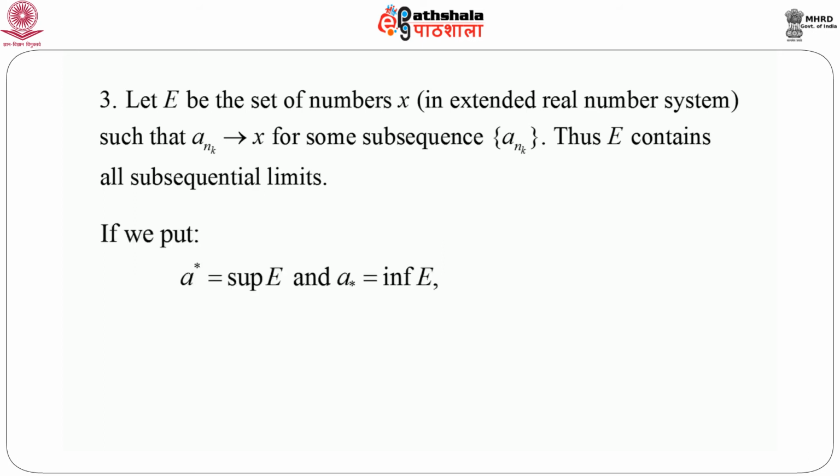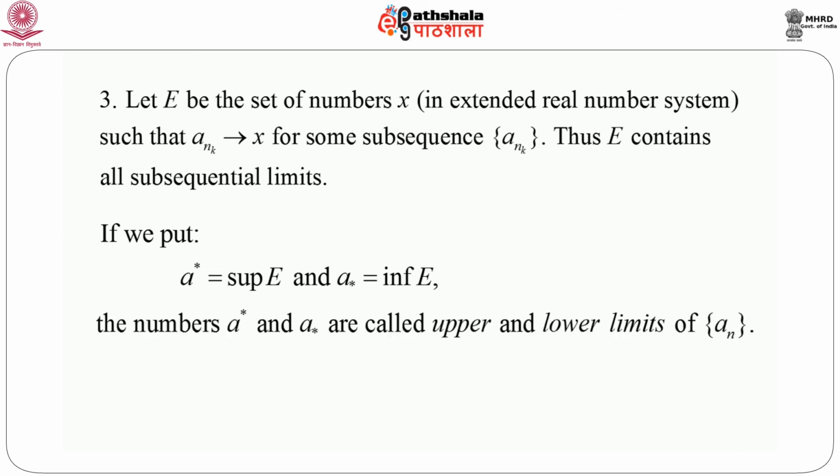If we put a upper star as the supremum of the set E and a lower star as the infimum of the set E, then the numbers a upper star and a lower star are called upper and lower limits of a_n respectively. So, this is how we define the upper and lower limits.